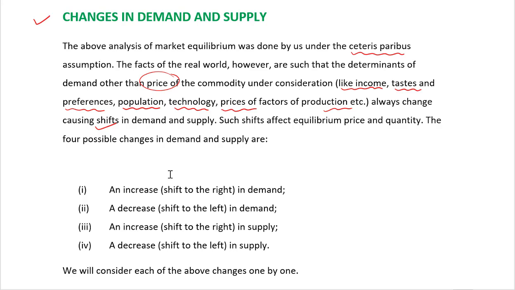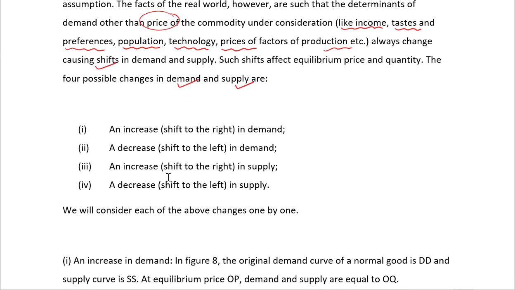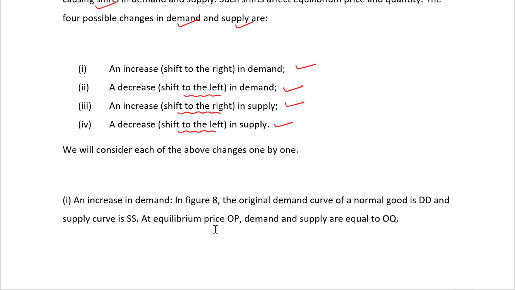The four possible changes in demand and supply are: number one, an increase in demand, that is a shift to the right; number two, a decrease in demand, that is a shift to the left; number three, an increase in supply, that is a shift to the right; and number four, a decrease in supply, that is a shift to the left. We will consider each of the above changes one by one.